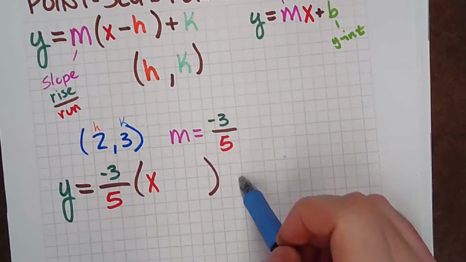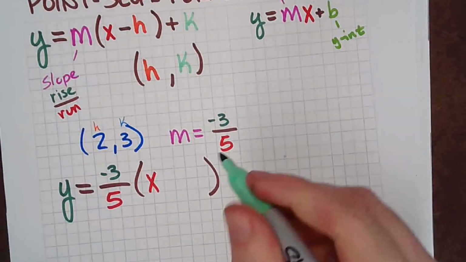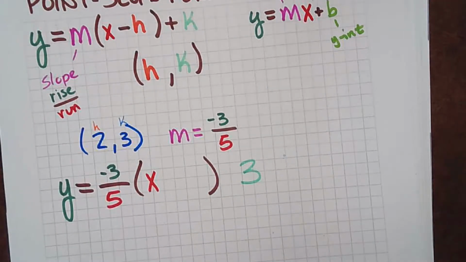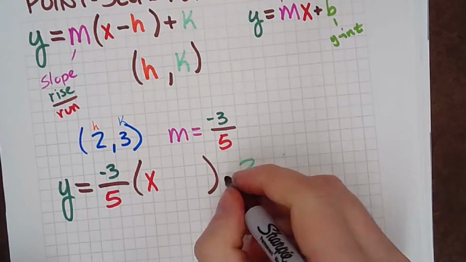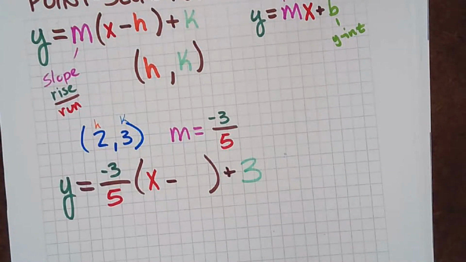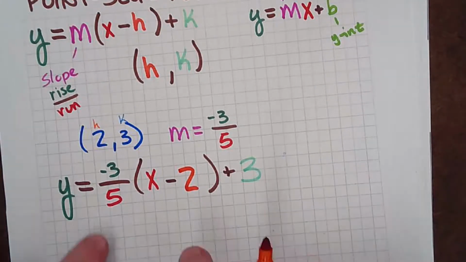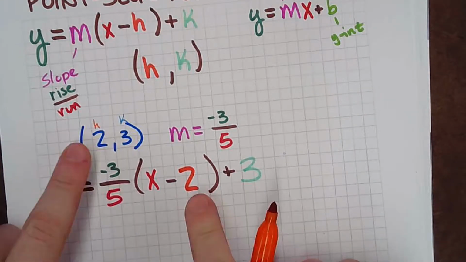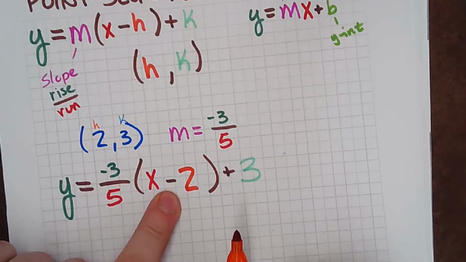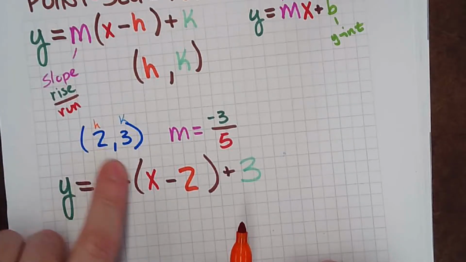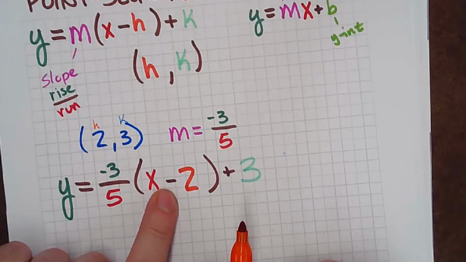So that's going to go on the outside. So the idea is that this is going to be plus 3 on the outside, and it's going to be minus 2 on the inside. So the key for point slope form is to remember that the h and k go here, and that the h has a minus next to it. So if that's a 2, we're going to write a minus 2 here. If it was a minus 2, we'd write a plus 2, because remember, negative just means switch the sign.